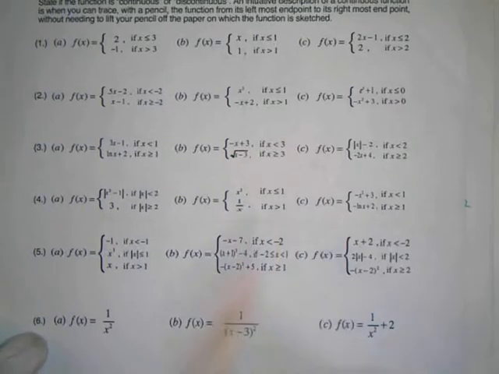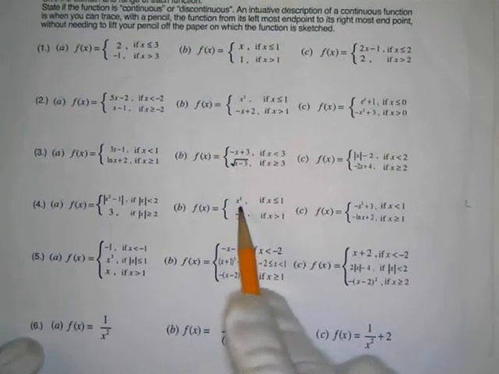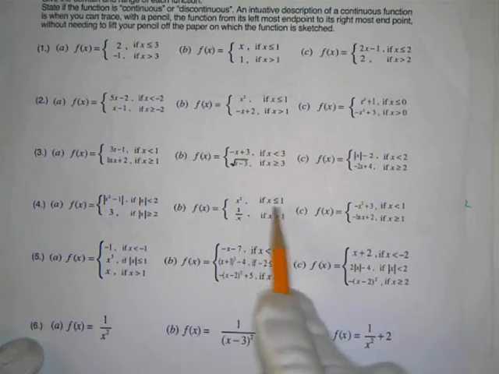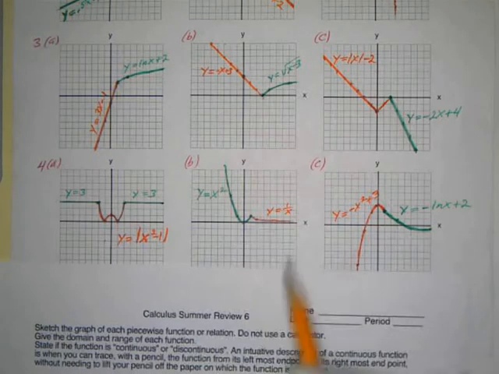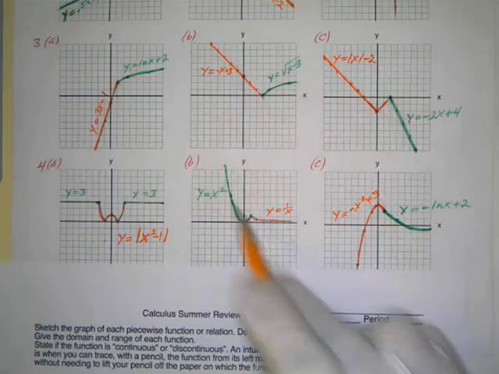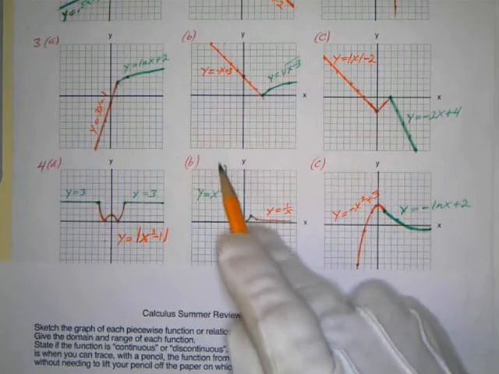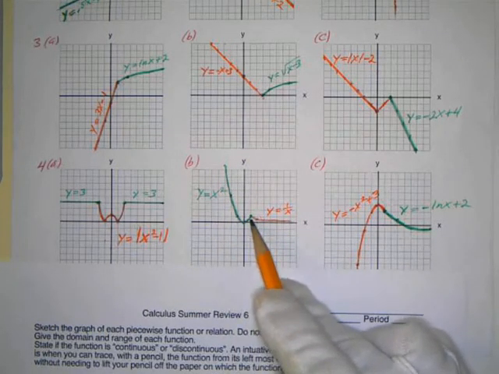Letter B, x squared. Good old regular parabola. X squared for x less than or equal to 1. 1 over x for x greater than 1. So this is my regular x squared parabola. It goes like this, except it's just up to 1.